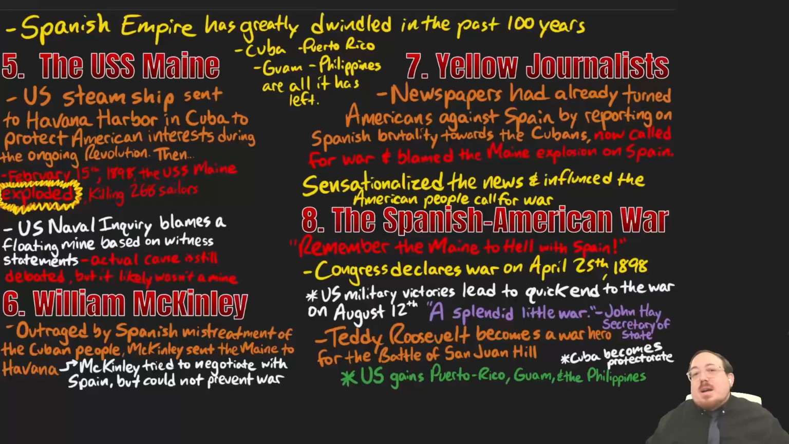Cuba will end up becoming a protectorate, which is basically an independent country, but you're going to do what we tell you to do. And we will make sure you stay in power. And if you don't, then we will replace you. While Puerto Rico, Guam, and the Philippines become territories.